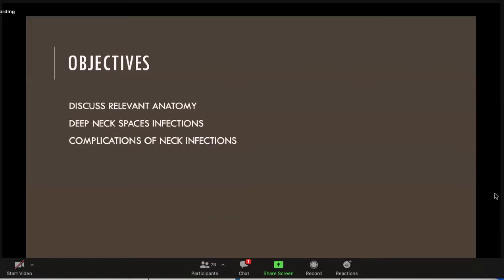The objective of my talk today is to discuss the relevant anatomy related to neck infections. Then we will be talking about some of the common deep neck infections. We will also touch base on some unusual neck infections. And finally, we will discuss the complications of neck infections.